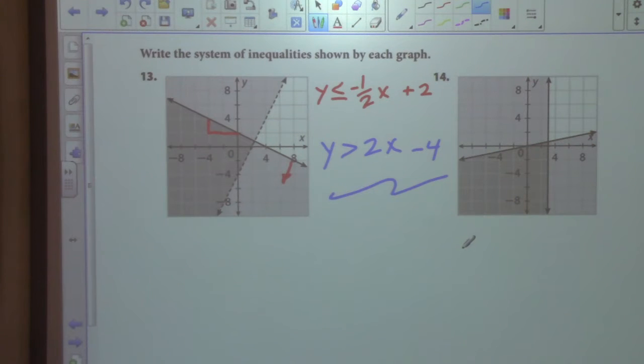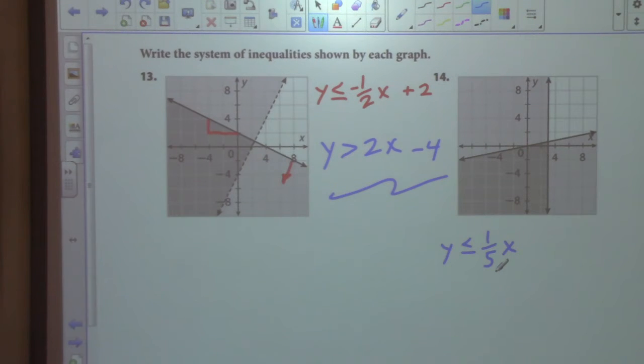I counted the grids, and it goes up 1 and over 5. Okay, so y is equal to and less than 1/5 x, I think. I have that okay, she says hesitatingly, right? But does that look like it's right, or is it less than? Yes, it looks like that.